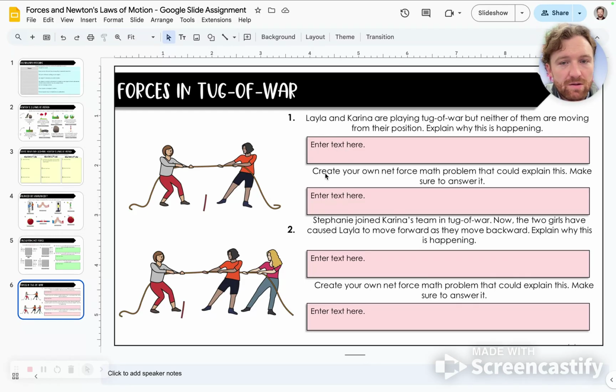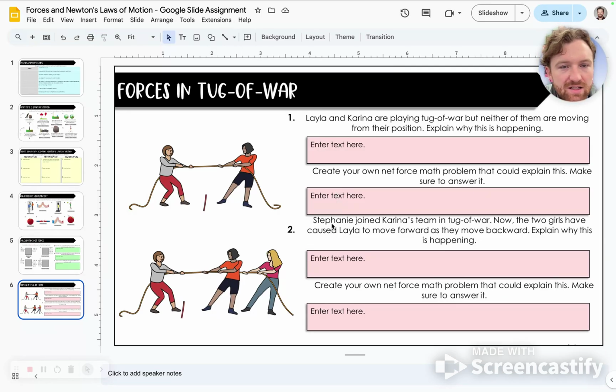And then number 2, or technically the second part of number 1, create your own net force problem that could explain this. Make sure you answer it. So you could say Layla pulls to the right with 50 newtons of force while Karina pulls to the left with 50 newtons of force. Calculate the net force. Something along those lines where you're setting up those forces to be the same.